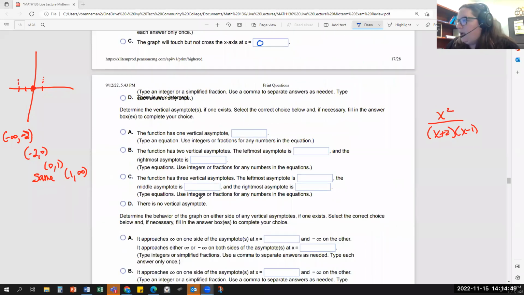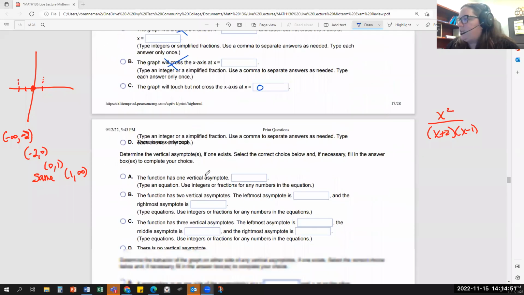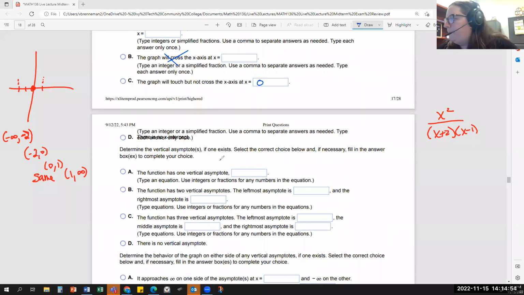All right, then we have the vertical asymptotes. Those are going to match up to the bottom. So that's going to be x equal to the zeros of the denominator, excluding any that cancel. If it's simplified, it'll be the zeros of what's left.